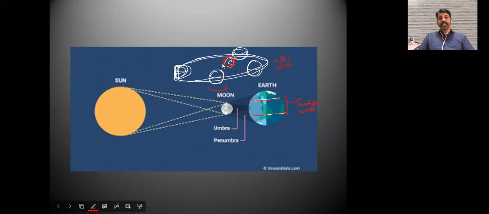When it keeps moving, sometimes the sunlight will fall directly over the Tropic of Cancer. Sometimes the sunlight will fall over the equator. Sometimes it will fall over the Tropic of Capricorn. And again, sunlight will fall over the equator, and again the cycle keeps repeating. You got the point? In such a manner, the sunlight keeps moving between the Tropic of Cancer, this is the Tropic of Cancer, and the Tropic of Capricorn.